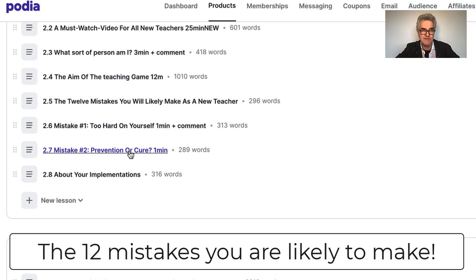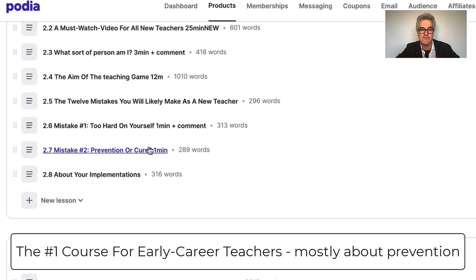See, the problem with most student management tips is that they're talking about a cure, but really we need to go for prevention. This course, the number 1 course for early career teachers, is really more about prevention. There is a bit of cure to it as well, but if we can set things up so as kids aren't misbehaving, then that's the ultimate management.